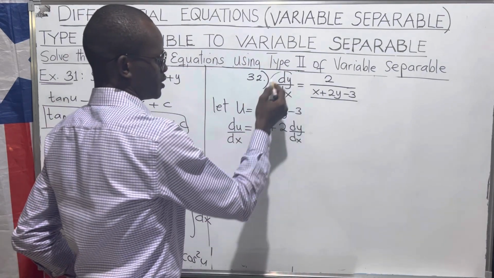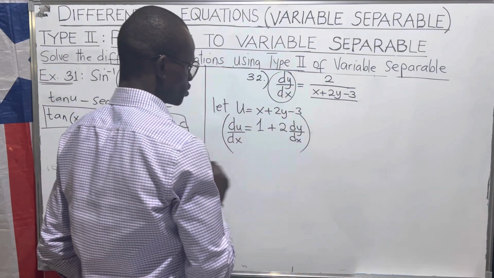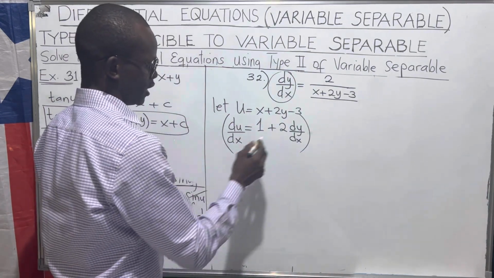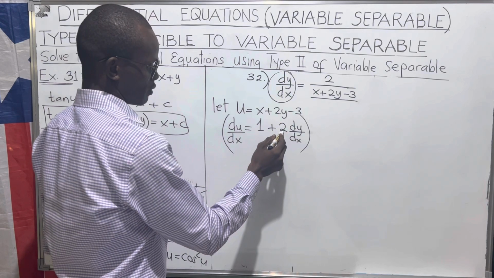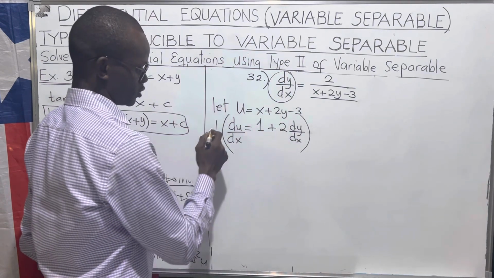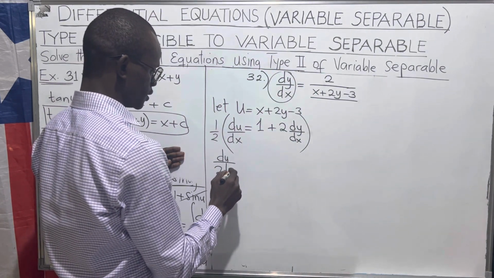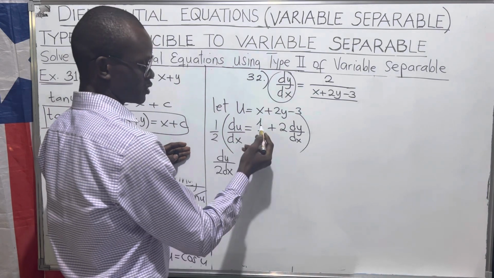The next thing we want to do is to find dy by dx. So we multiply this whole thing by 1 over 2 to get rid of the 2, and send this 1 across. So this time this is du all over 2 dx, and this time this is 1 over 2.